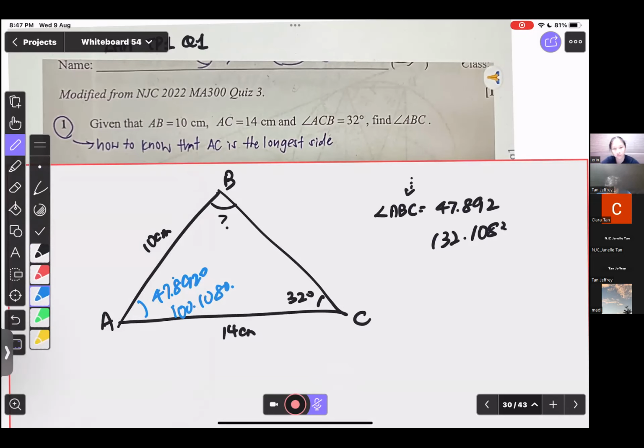If it's 100, yeah, there's no way to know. How will we know that? The answer sheet said that the answer is 132.108 because AC is the longer side, right? Because AC is the longest side. Yeah, I'm looking at the solution as well, but I can't see it. 14.